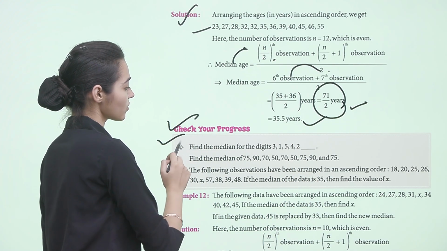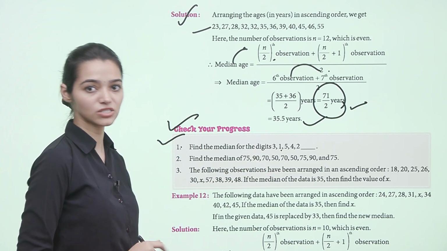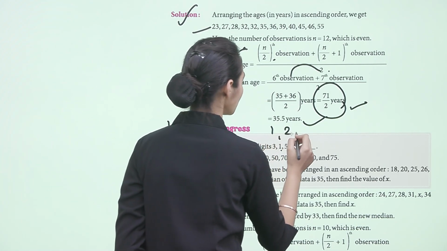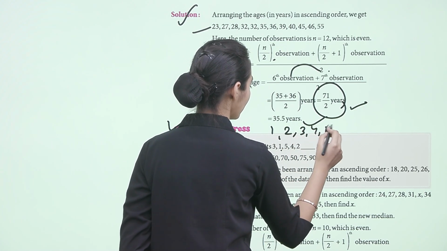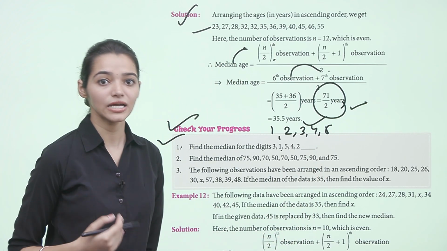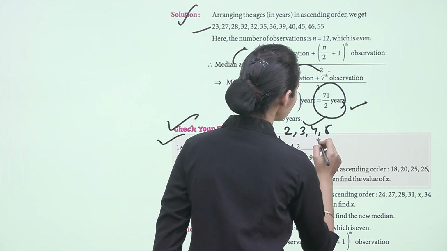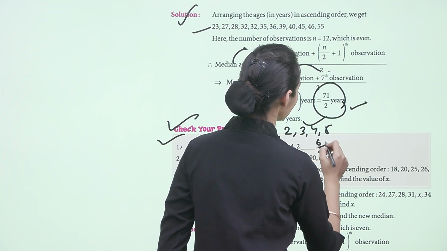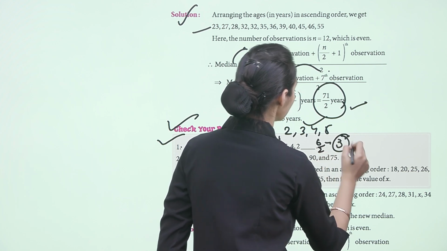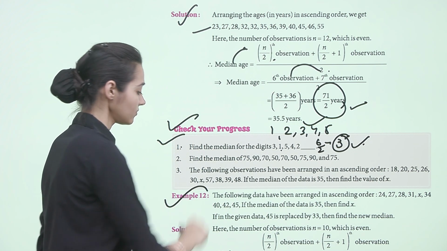Here you have to check your progress. Here you have to find the median for these digits, that is 1, 2, 3, 4, 5. The number of digits is odd, that means the answer will be (n plus 1) by 2, that means (5 plus 1) by 2, that means 6 by 2, that means the third observation, that is 3 is our answer.